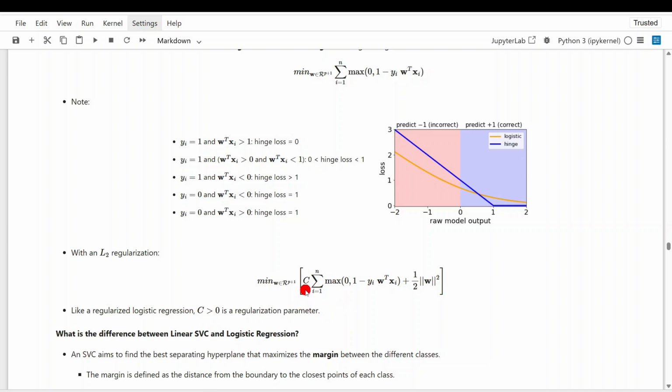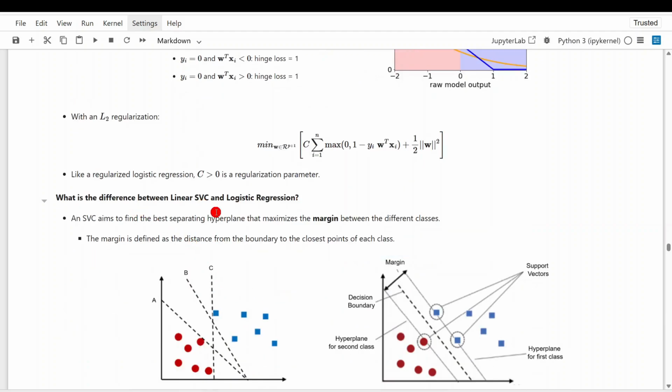Therefore, if C is larger, that means we are more maximizing, that is, minimizing the loss function. But if C is smaller, in that case, we are more minimizing the penalty. So what is the difference between linear support vector classifier and logistic regression?